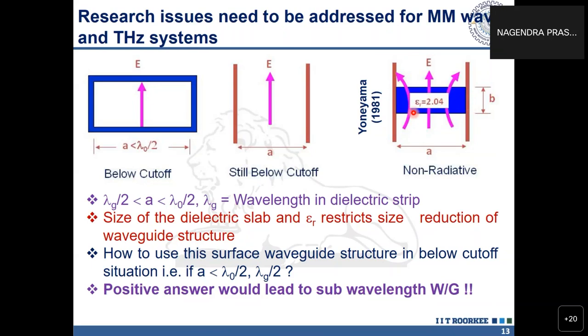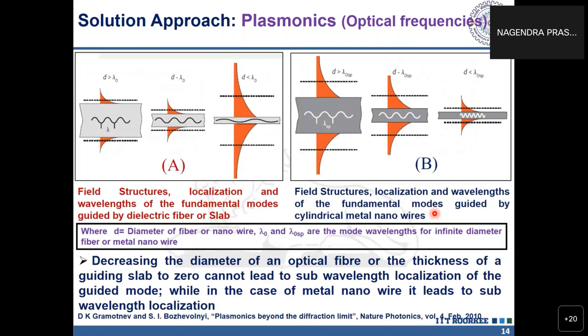So the question is, is it possible to operate these surface waveguides below cutoff? That is, if A is less than lambda 0 by 2, is it possible to launch an electromagnetic signal through this guiding structure? If that is possible, then you can miniaturize further. Otherwise, the size reduction is not possible. So if you try to find out through literature what the possibilities are, then you can see that there is one answer, and that comes through the concept of plasmonics.